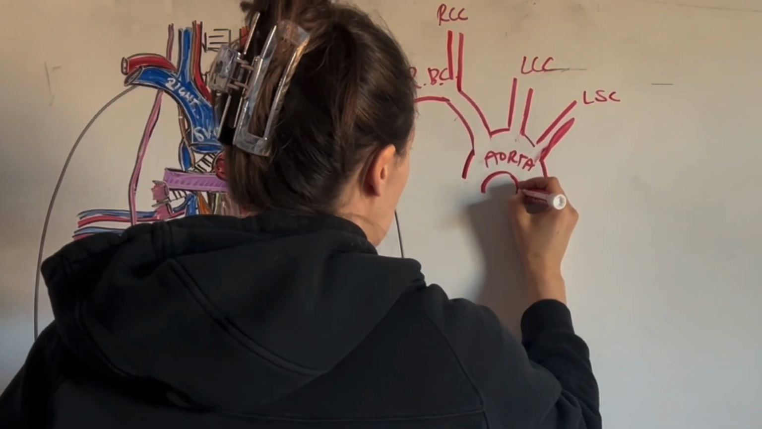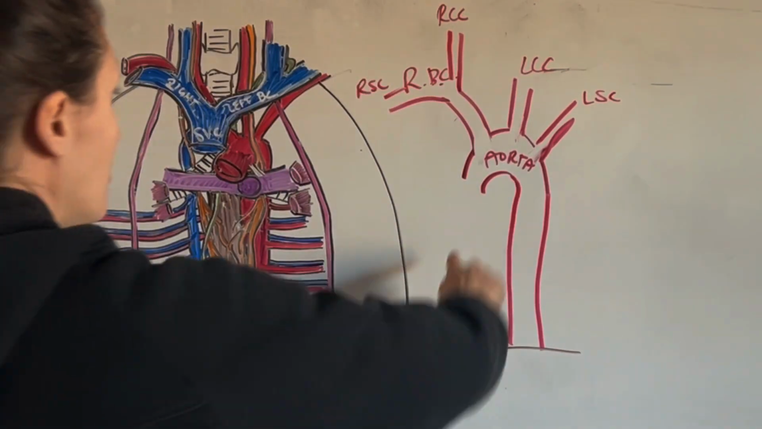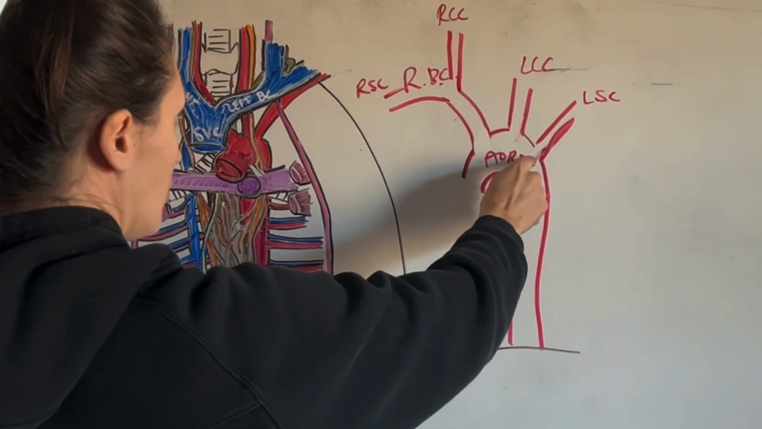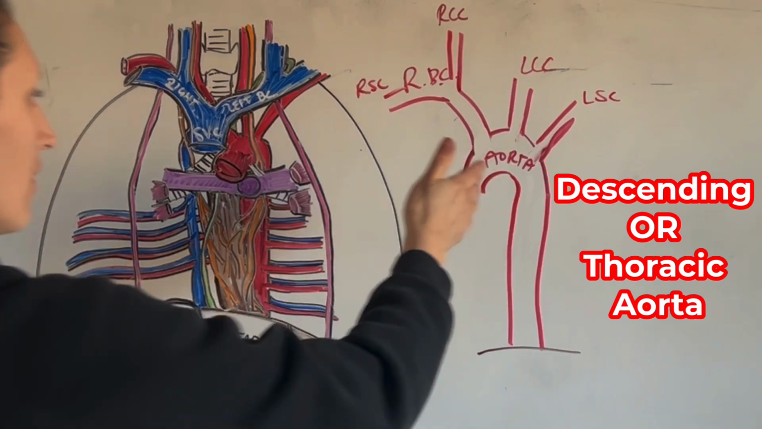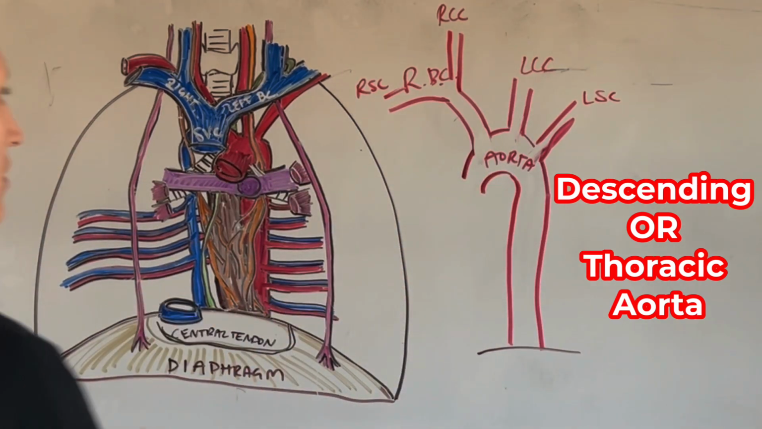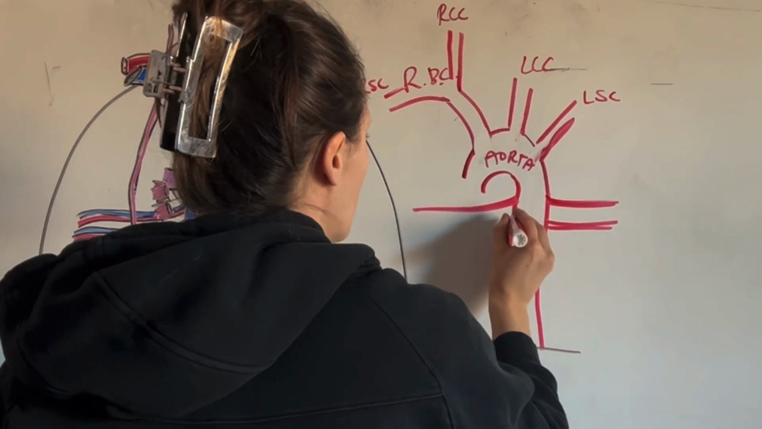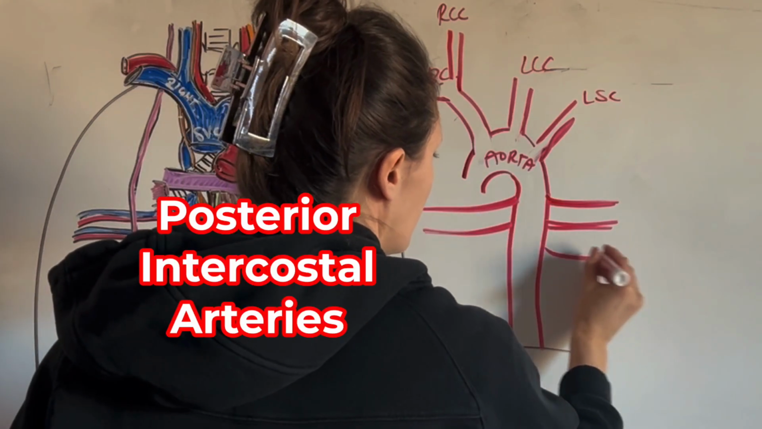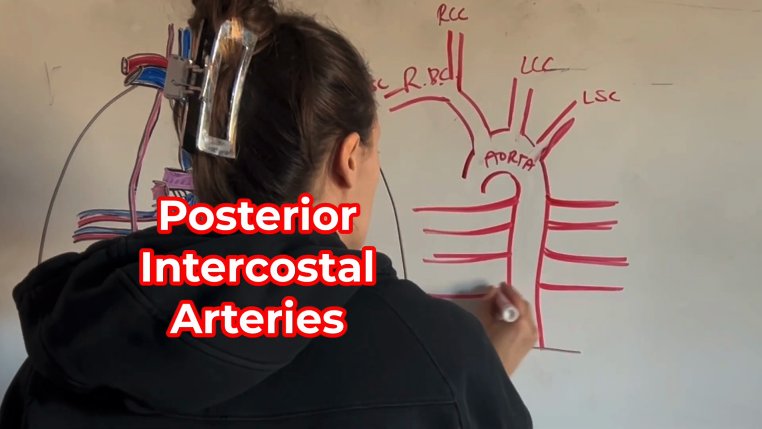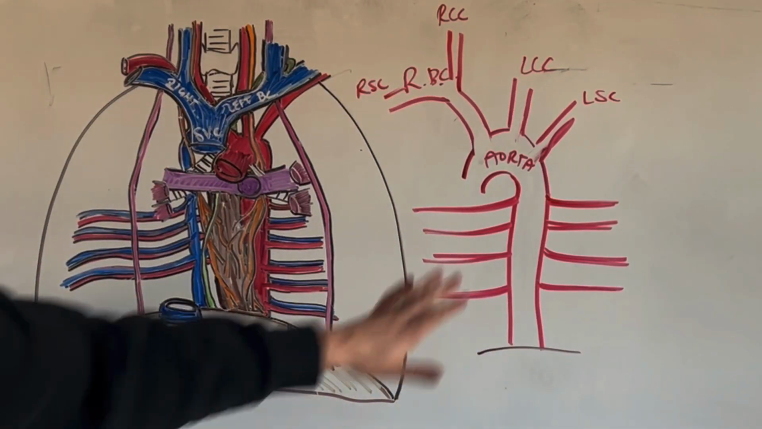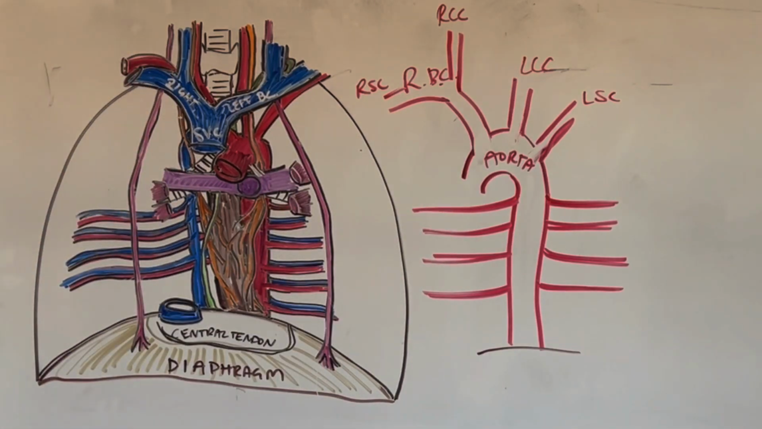I'm going to continue its path down until it disappears behind the diaphragm. So aorta is ascending, arching, giving off those vessels, and then going down, right? This is our descending or thoracic aorta. Off of our descending or thoracic aorta, we have posterior intercostal arteries. That is where they come from. They come directly off the aorta. These are the posterior intercostal arteries.